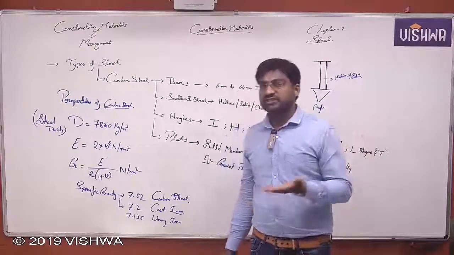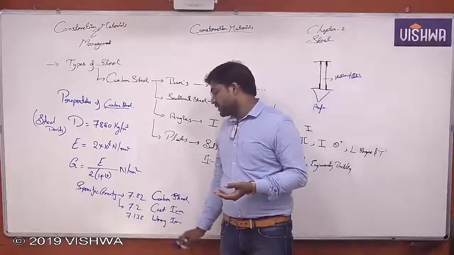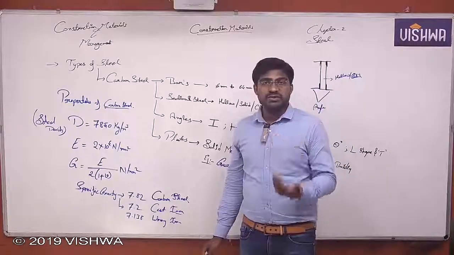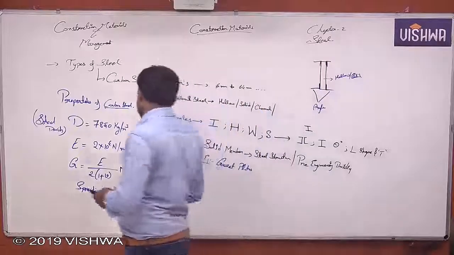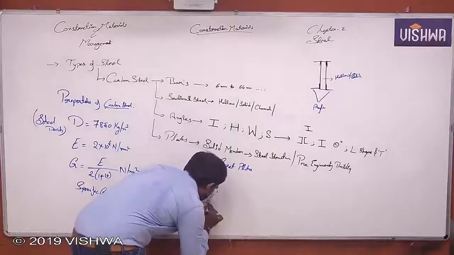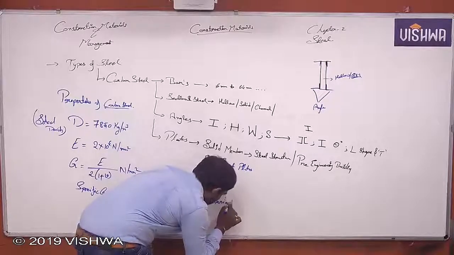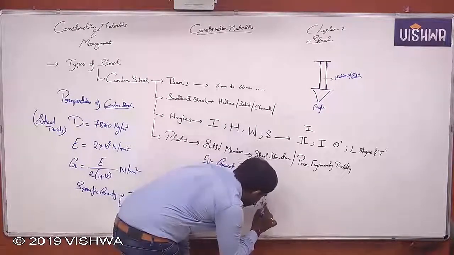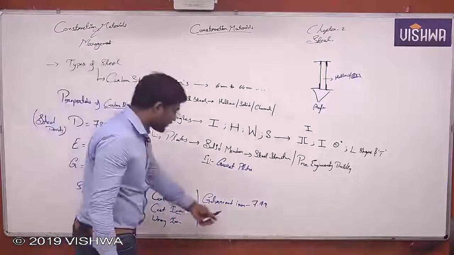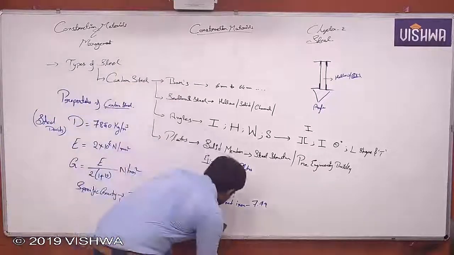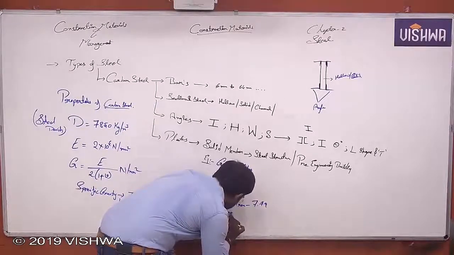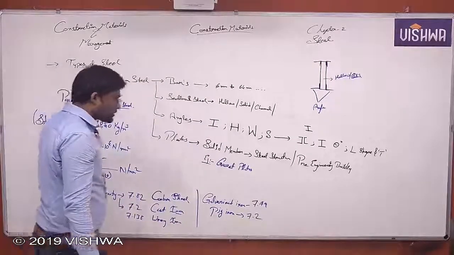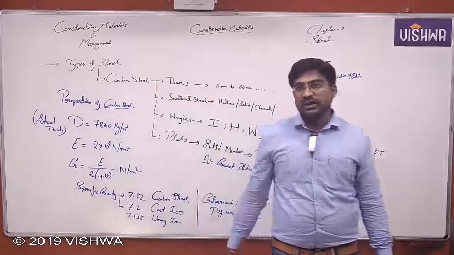When we are going with galvanized iron or carbon steel, we have a somewhat similar specific gravity. For galvanized iron we have 7.79. That is the specific gravity of galvanized iron. With respect to pig iron, it is similar to cast iron, which is 7.2. Other than this, we will follow depending upon the properties.